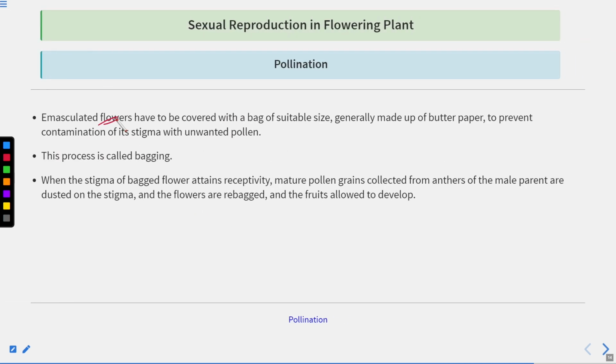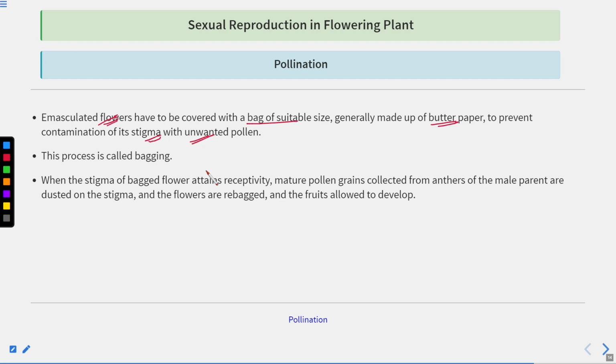Now, the emasculated flowers, where the anthers have been removed, have to be covered with a bag of suitable size, generally made of butter paper, to prevent contamination of the stigma with unwanted pollen. Flowers are open, and the stigma and the anthers are exposed to the external environment. So what can happen? Any foreign pollen can land on the stigma. So we do emasculation because we want the pollination to be done by the pollen that we have selected, which has all the desired characteristics. We have removed the anther. Then we don't want any unwanted pollen to land on the stigma, so that's why we do the bagging.